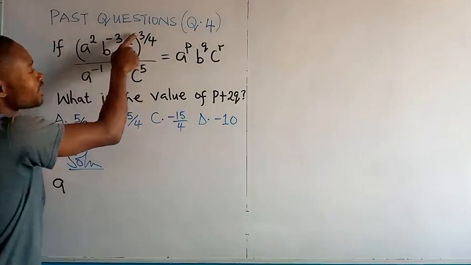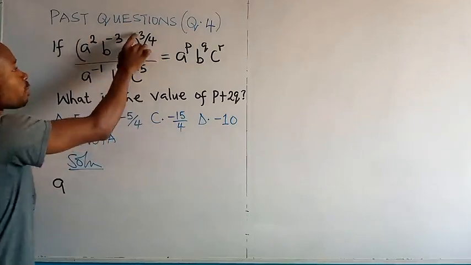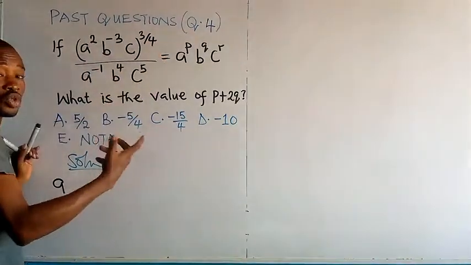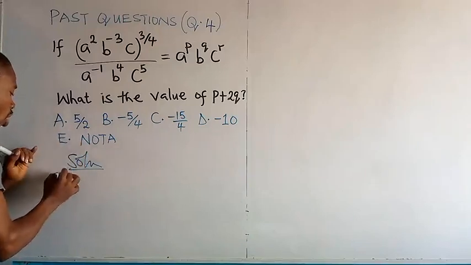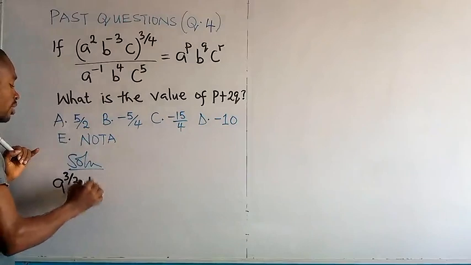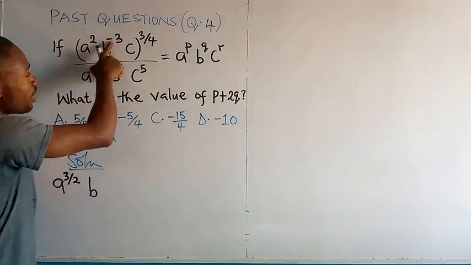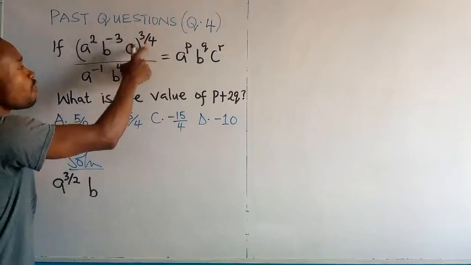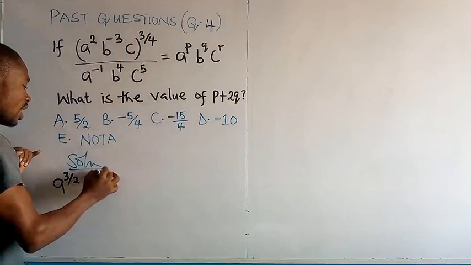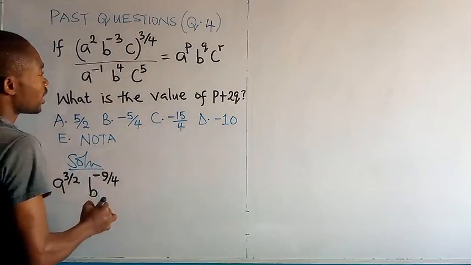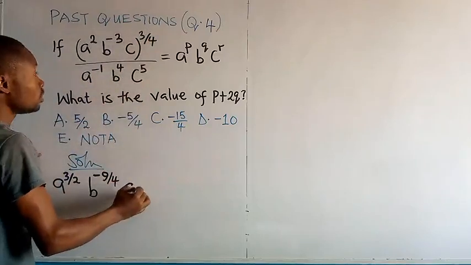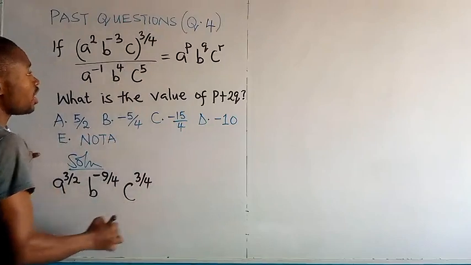Now that 2 will multiply 3 over 4. If 2 multiplies 3 over 4, the 2 will cancel this 4 here, so that the 4 will reduce to 2. So you're going to have 3 over 2 as the power of a. Then times b. Now this b has power minus 3. Use it to multiply 3 over 4. If this minus 3 is multiplying this 3, you're going to get minus 9 over 4. Then move on to c. The power of c here is 1. 1 times this 3 over 4 will give you c to the power of 3 over 4.